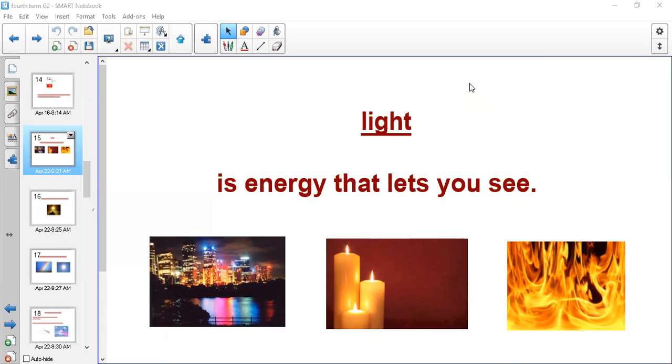Light is energy that lets you see, and we have discussed together many examples that give us light, like candle, like fire, mobile phone gives us light, sunlight, the sun itself gives us sunlight. So we have many things that give us light. Okay, so light is energy that lets you see.